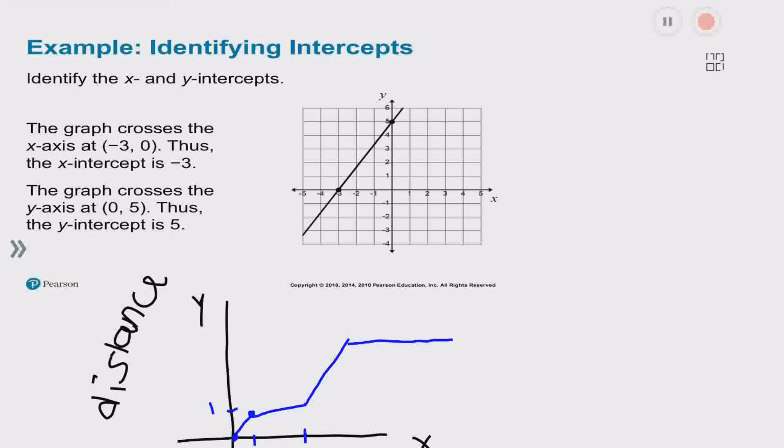Connect the line. I do have rulers if y'all want to use rulers. They're in the back if anybody wants one.